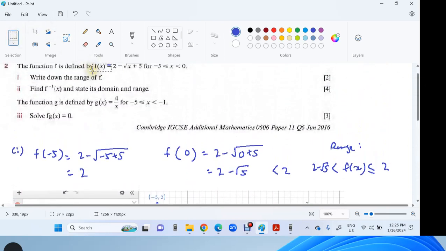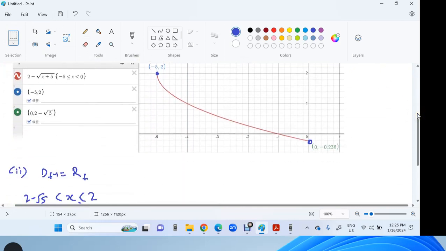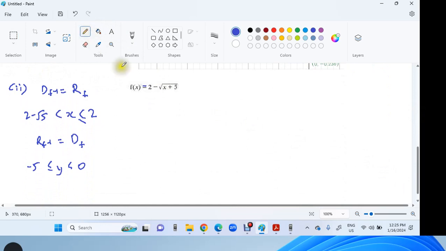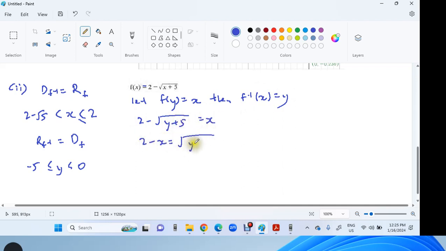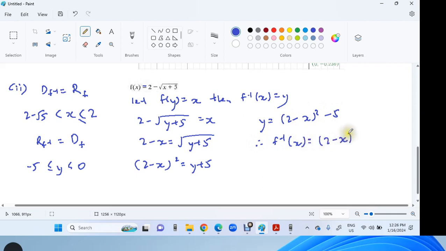So to find the f inverse, we need to start with the sentence. Okay, what is it? Let f(y) equal x, then f inverse of x equals y. So we have 2 minus square root of (y plus 5) equal to x. 2 minus x is square root of (y plus 5). So (2 minus x) squared is y plus 5. So y is (2 minus x) squared minus 5. So the f inverse of x is (2 minus x) squared minus 5. 2 minus x and the whole thing squared, minus 5.